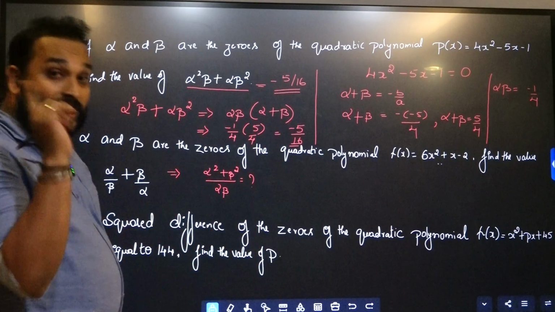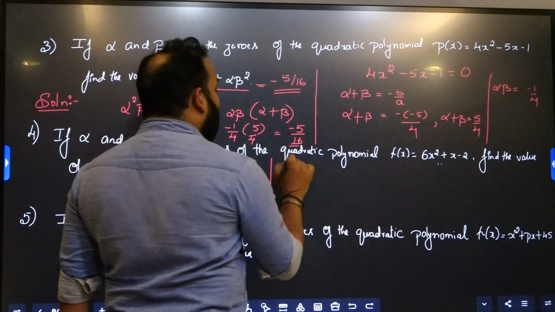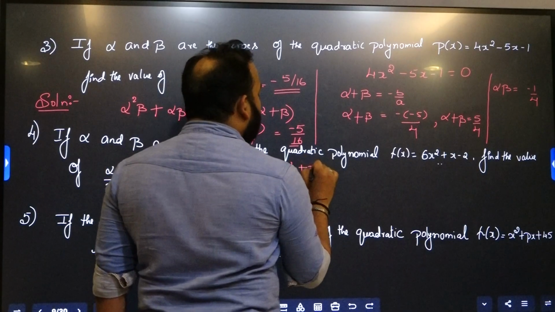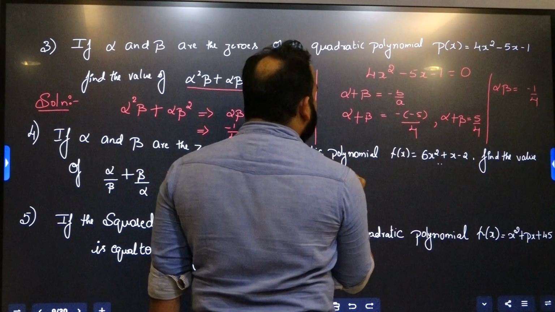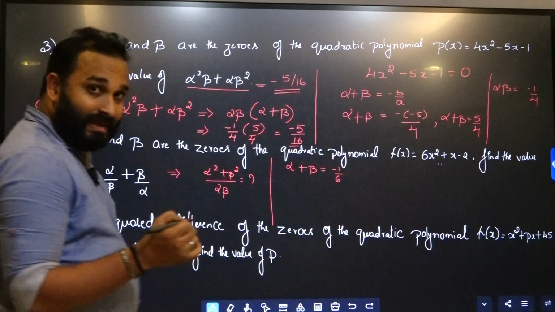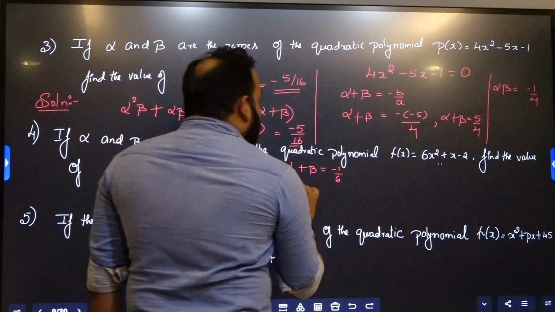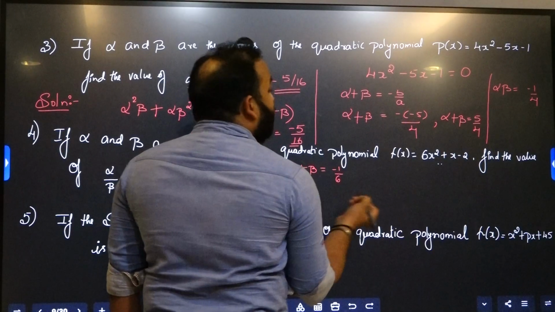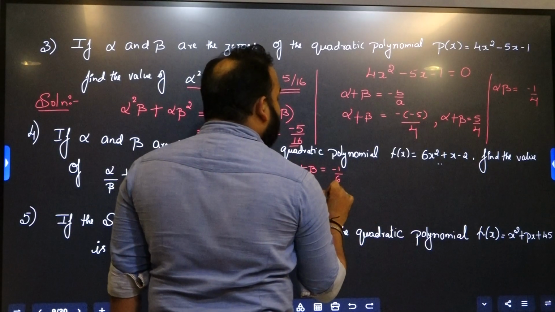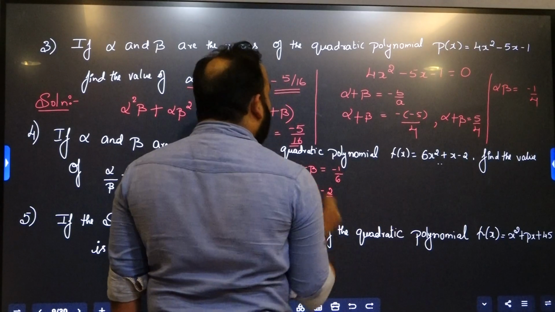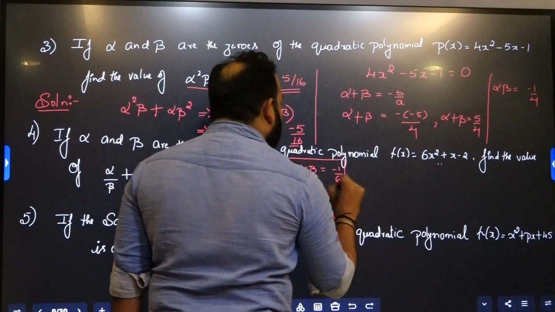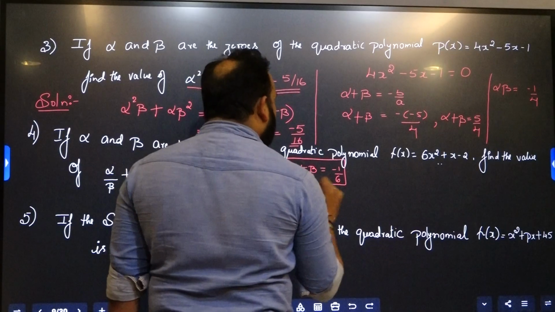But how will you find? Let's first find what is alpha plus beta and alpha beta from the given question. Alpha plus beta directly you can obtain minus b by a, so it becomes minus 1 by 6. Perfect? Yes. Alpha into beta, how will you find, children? Alpha into beta, you can directly find c by a, that becomes minus 2 by 6, which is nothing but minus 1 by 3. So you got value of alpha plus beta and you got value of alpha into beta.